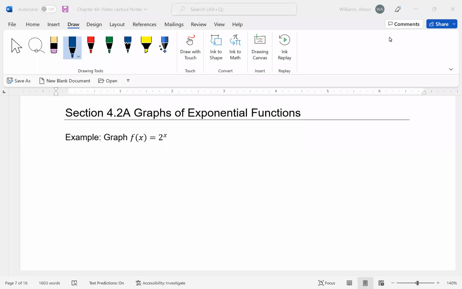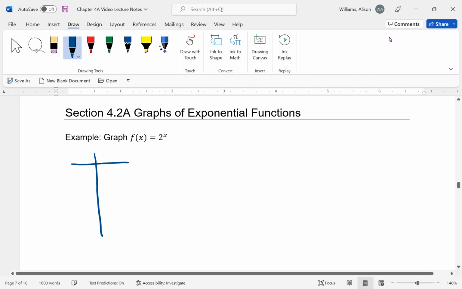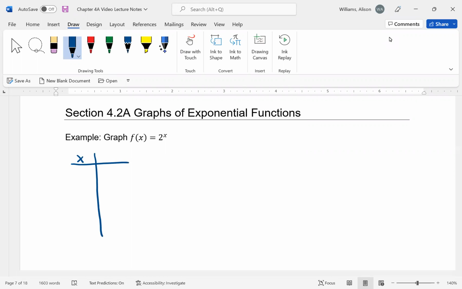In this video, we're going to look at graphs of exponential functions and apply what we've learned from previous graphs to these. We're just going to start with a basic graph here. We want to graph 2 to the x. So we're going to do it old school, plug in some values for x, and see what we get.